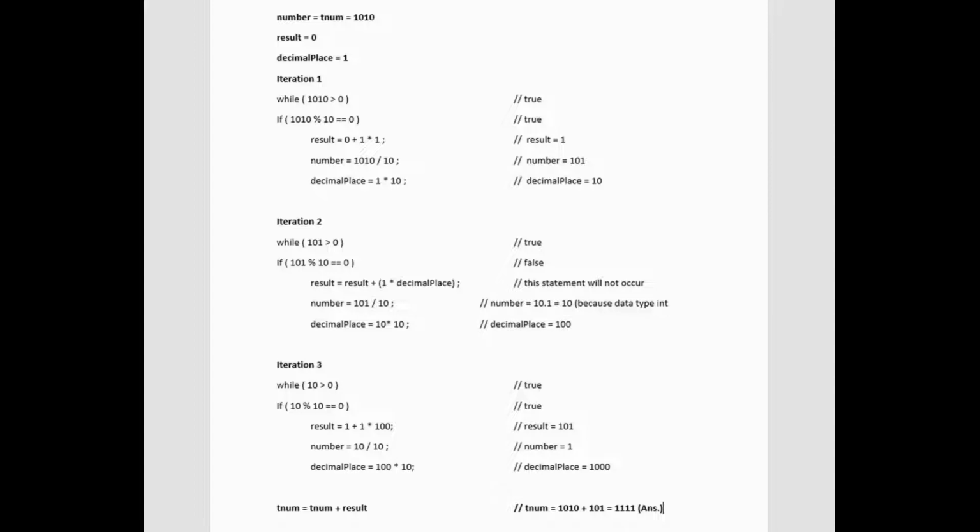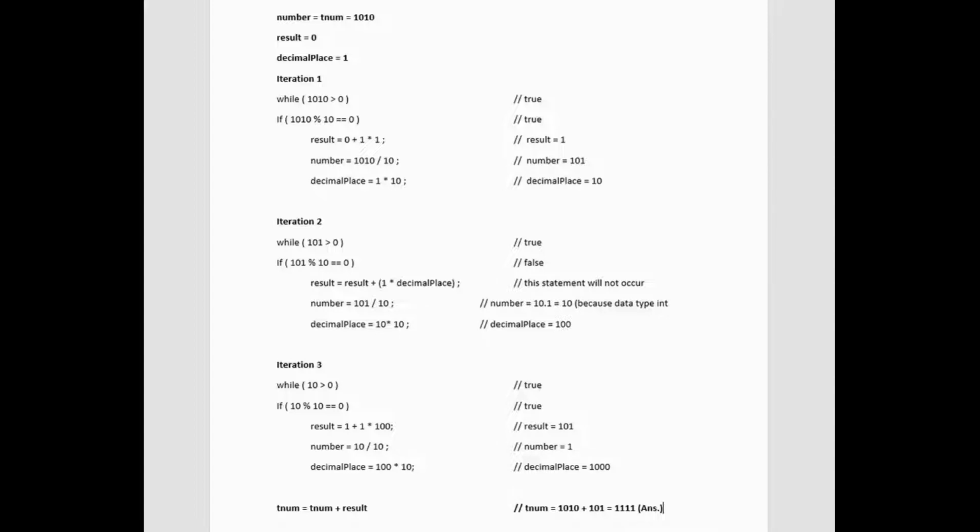So for the first iteration of our loop, what we had is while number is greater than 0. So 1010 is greater than 0. Yes, it is true. If number mod 10 equals 0, if the number is divided by 10, then the remainder will be 0. So 1010 mod 10 equals 0. Yes, this is also true.